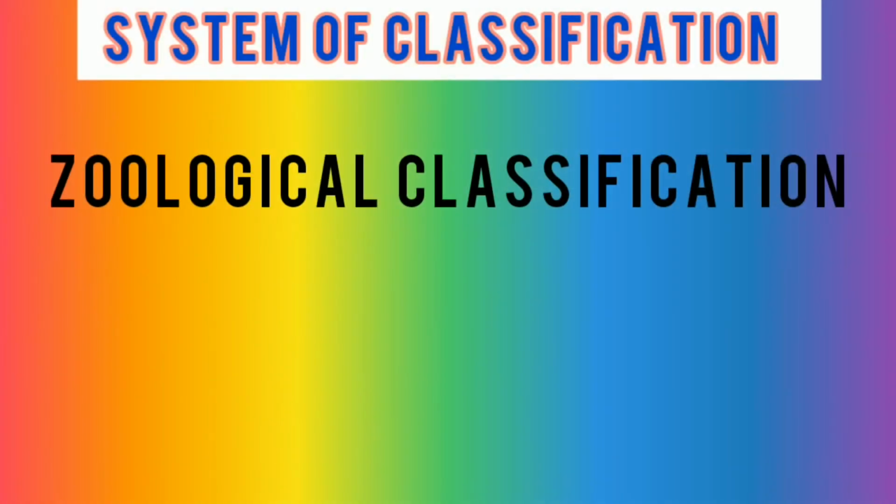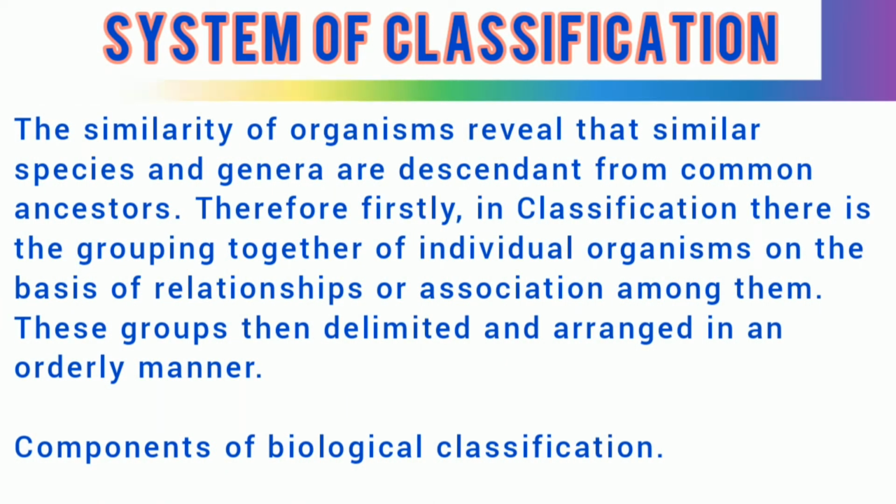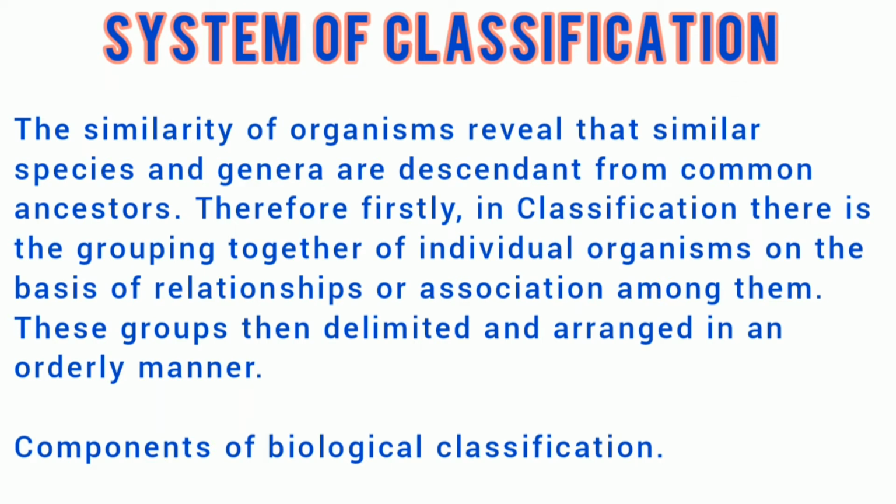System of classification. The similarity of organisms reveals that similar species and genera are descendants of common ancestors. Therefore, firstly, in classification there is the grouping together of individual organisms on the basis of relationships or association among them. These groups are then delimited and arranged in an orderly manner.